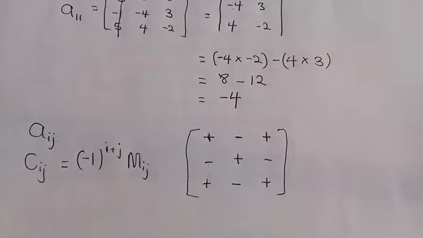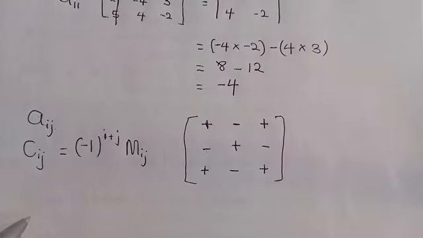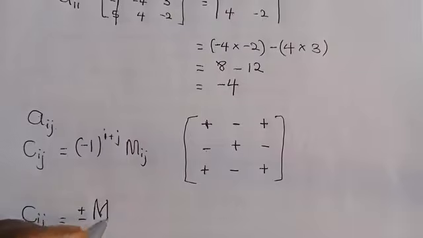So we can say that the cofactor of a given matrix is equal to plus or minus the minor of that matrix. So that when the sum of i and j is even, we multiply the positive sign times the minor. If the position is negative, we multiply it by whatever value we got as the minor of that particular entry. So that is how cofactors are gotten.